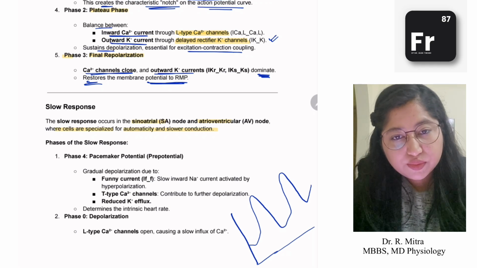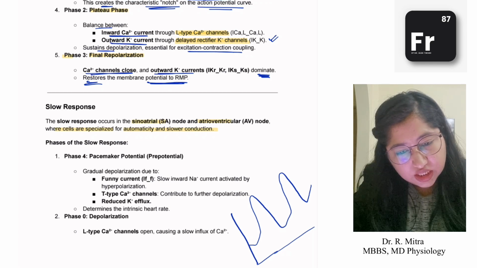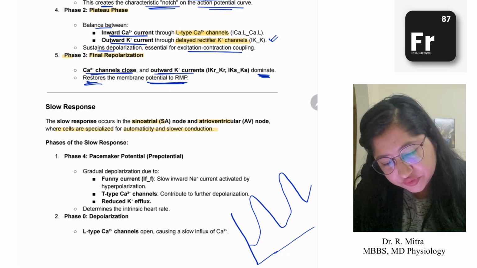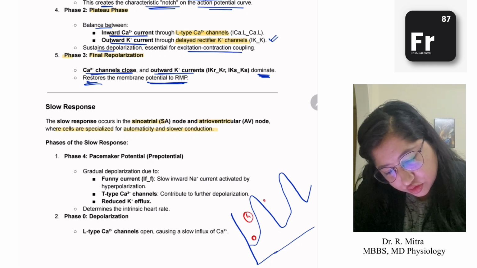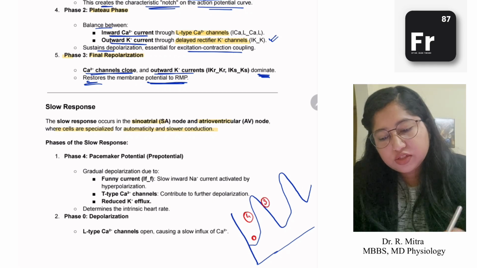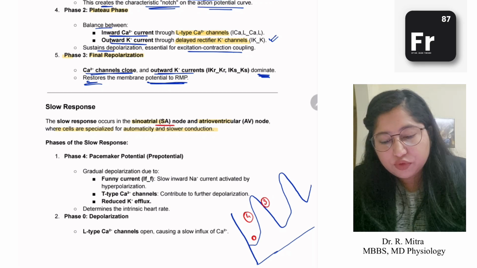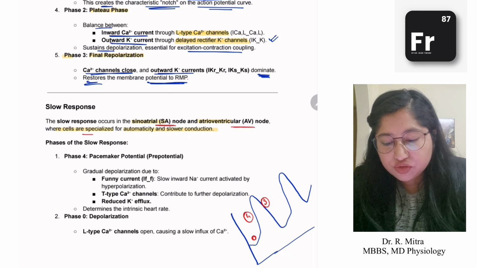Now, here also we have to mark the various phases. Let us see where they will be. This phase here will be phase 0, this one phase 4, and this will be phase 3, that is the repolarization phase.